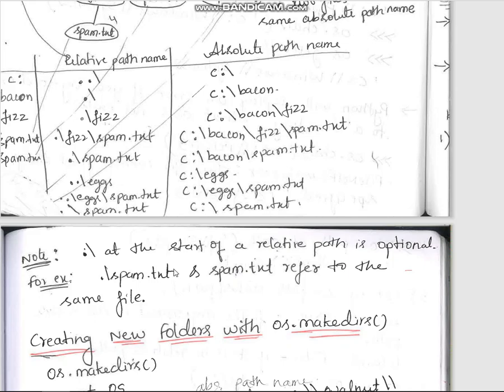So that's all about the absolute and relative paths. So in the next video we'll discuss how to create new folders.